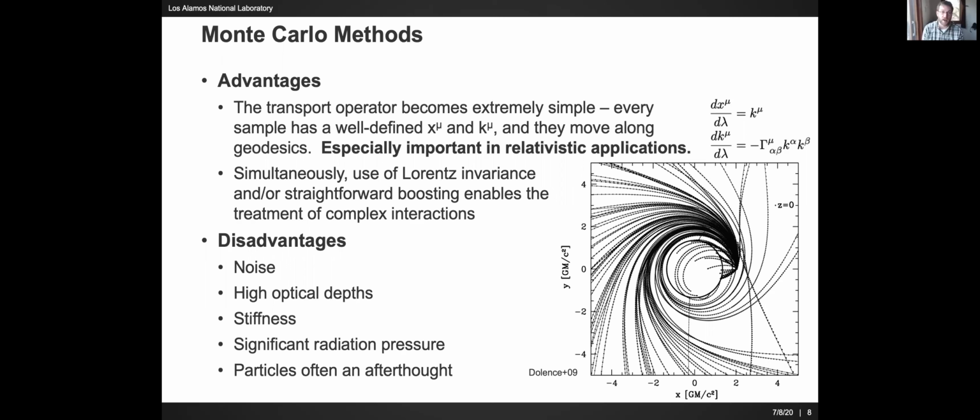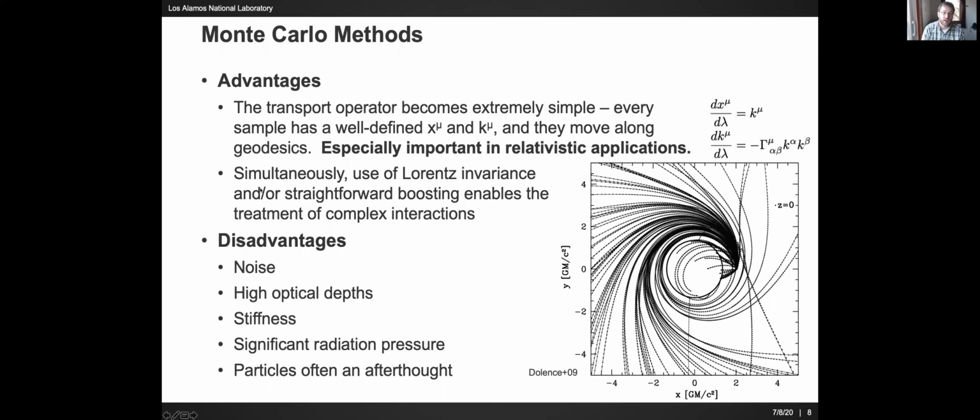You just evolve a couple of ODEs for each of your samples, and by doing that, you're effectively doing transport exactly. To whatever degree you can integrate a geodesic, that's the degree to which you're getting transport correct, which is fantastic. That's a really simple thing to do. It's not that expensive, except of course that this is maybe not cheap to evaluate. But if you have it lying around anyway, then it's really not terribly bad. So that's one major advantage in relativistic applications.